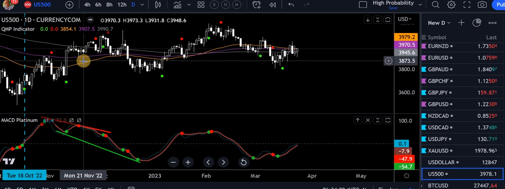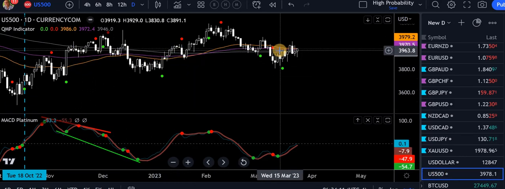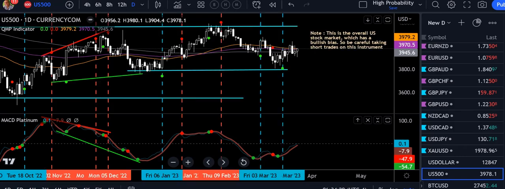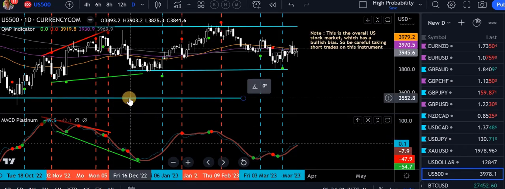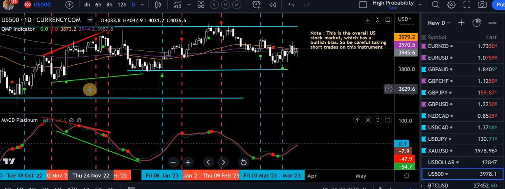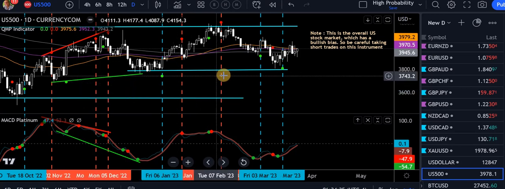US 500, which is the US stock market basically. Very sideways. Look at the moving averages, all very flat. Where's all my lines? Yeah, TradingView just took a bit there to bring up all my lines, and I just paused the video for a bit. So there are all the buy and sell signals.